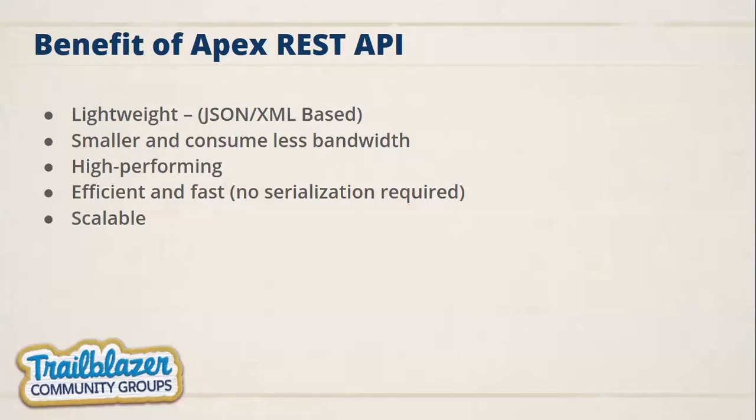What is the benefit of using Apex REST API? First, it is lightweight. Why is it lightweight? Because people normally use JSON, and JSON does not hold anything other than your required information. It may carry your patient ID and patient name. Other than that, we are not putting other information like header information or information about the security. So it's very lightweight, smaller, and consumes less bandwidth.